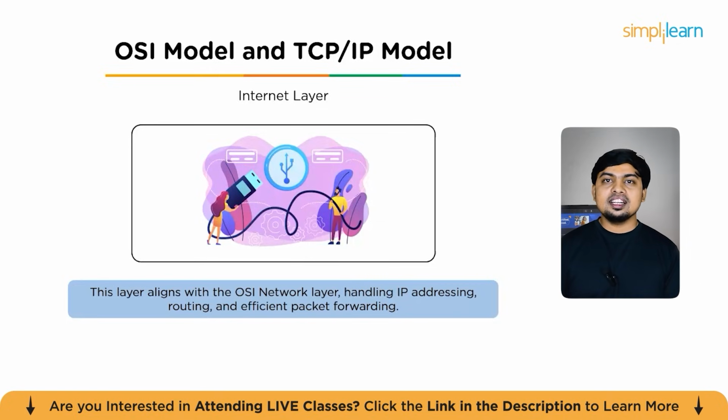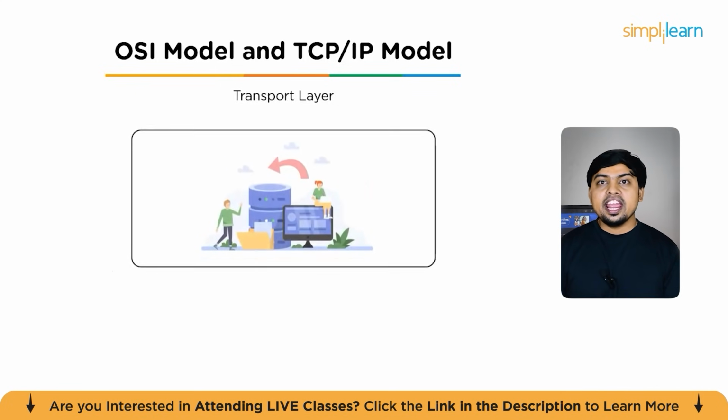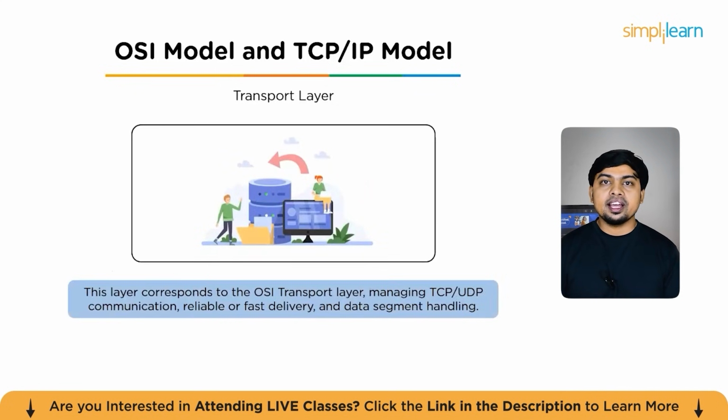Now, we will deal with the third layer, which is called the transport layer. It matches the OSI transport layer, and the following are its responsibilities. TCP UDP communication, reliable or fast delivery, managing data segments. This layer ensures your packets arrive in the right order at the right place.